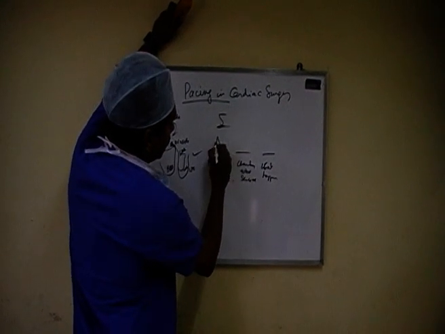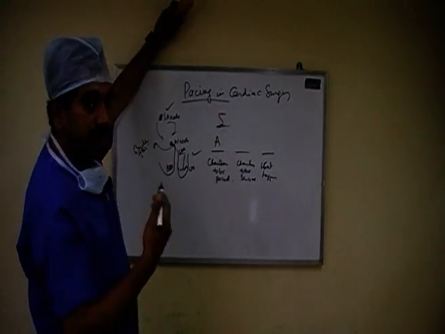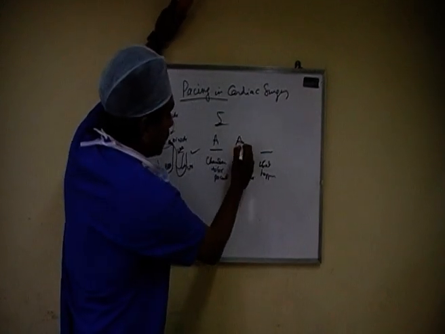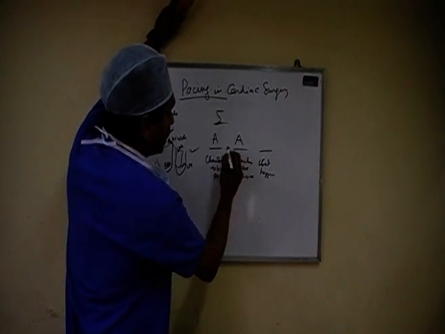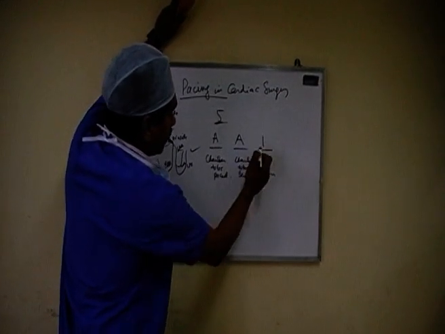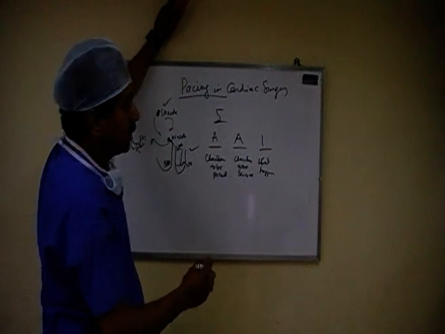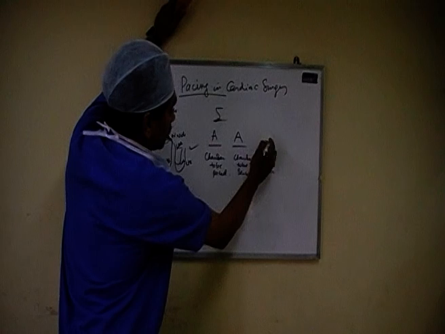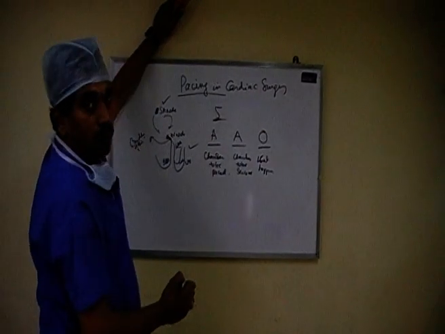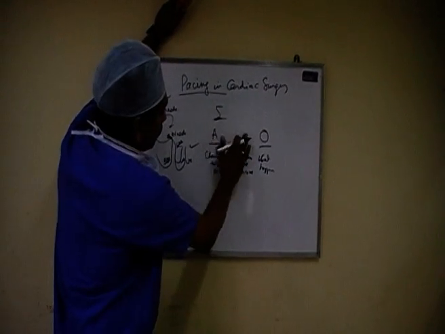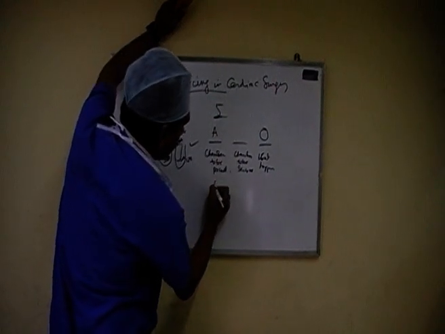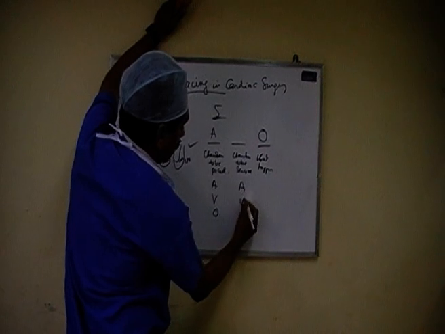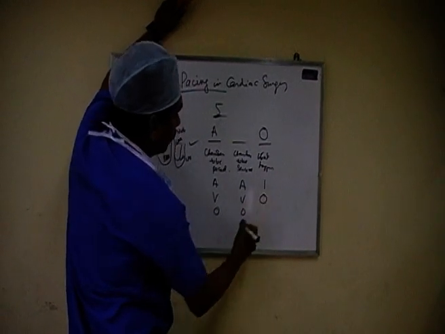So if we are pacing the atrium, the chamber to be paced is atrium. The chamber that is sensed is atrium. And if there is an impulse and the pacing box inhibits itself, then it is called AAI. If the pacing box does not do anything, it is called AAO. And there could be different permutations and combinations.